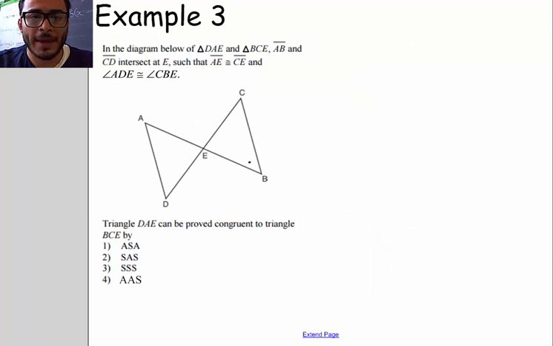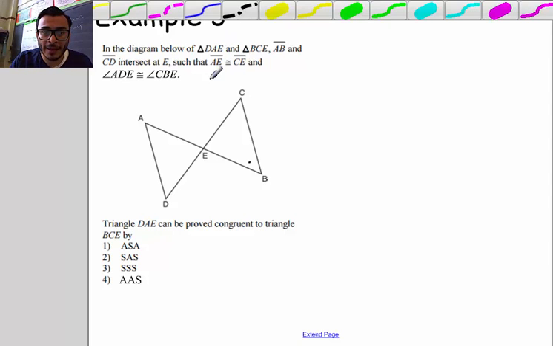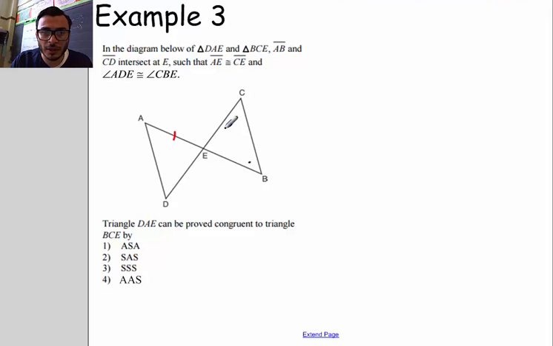Example 3. In the diagram below of triangle DAE and triangle BCE, AB and CD intersect at E such that AE is congruent to CE, and angle ADE is congruent to angle CBE. Triangle DAE can be proved congruent to triangle BCE by, so again, you want to label. So let's begin by labeling. AE is congruent to CE, and then it says angle ADE, this angle here, is congruent to angle CBE, this angle here.